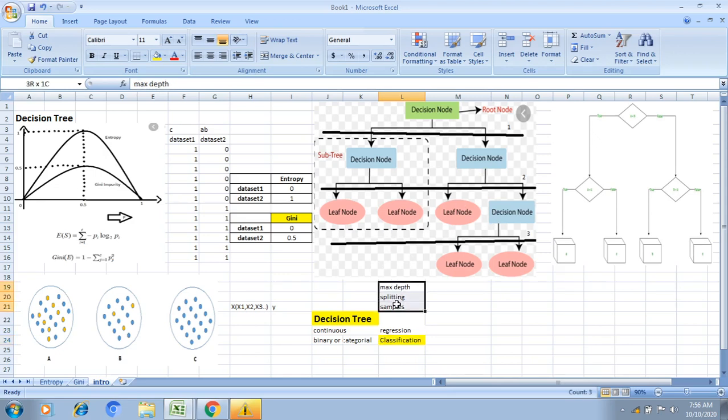To reduce the length of the tree, we have different techniques, for example max depth, splitting and max samples. Max depth is the length of the tree. For example, this decision node is splitting further, that's why I draw one line. This is max depth 1. Again my decision tree is splitting further, so I draw one more line, representing max depth 2. Again my tree is splitting further, so I represent 3. This is the max depth of my tree: 3.